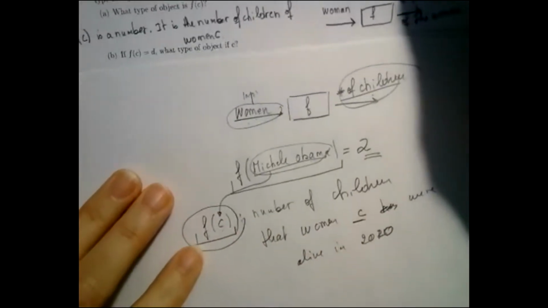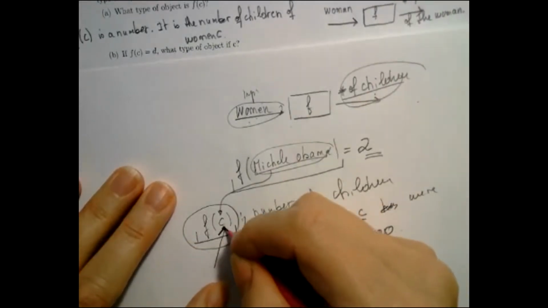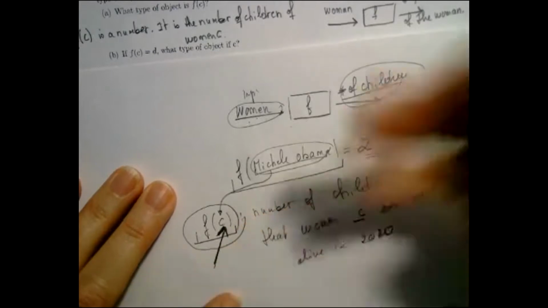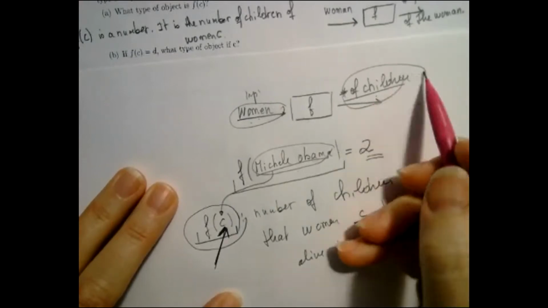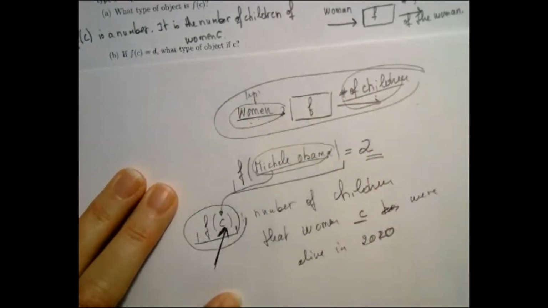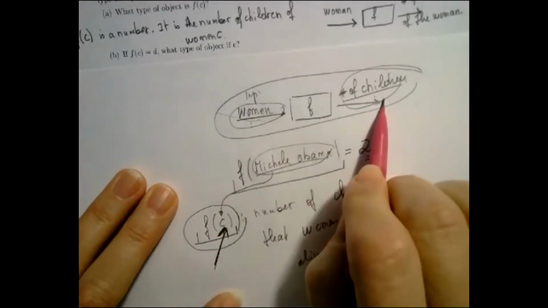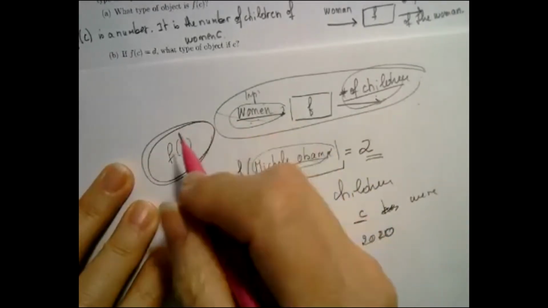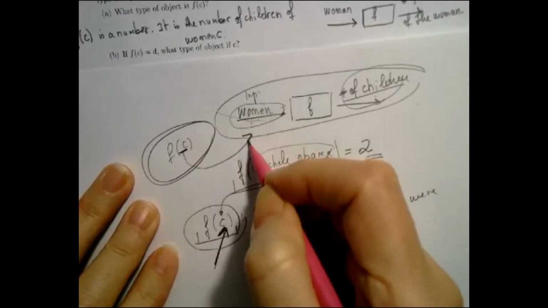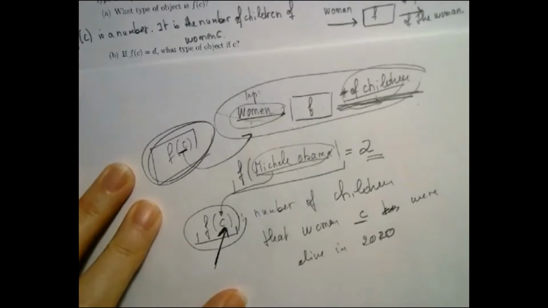Now part B was, if F of C is D, what type of object is C? C is the input. So C is a person or a woman. That's really the answer to this question. That's the one you struggled with. So draw this little picture for yourself to start interacting with functions. You're giving it a woman, it spits out the number of children. F of C, the C inside, that's the woman. And the F of it is the output, which is the number of children. Okay?